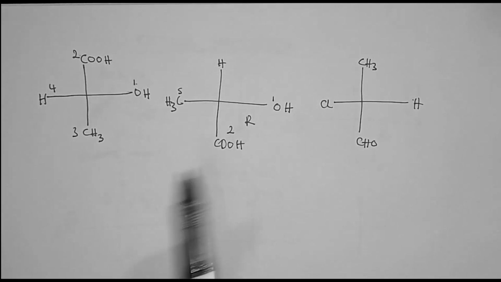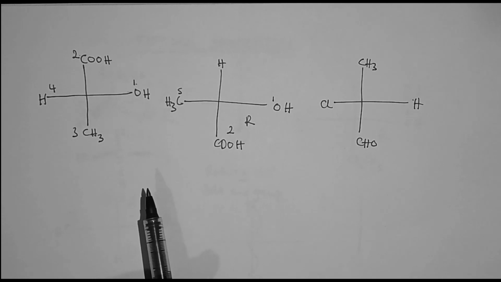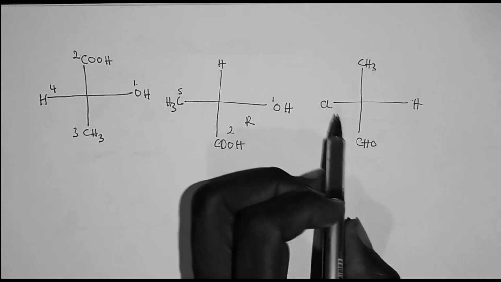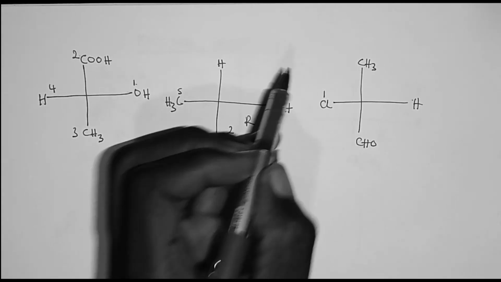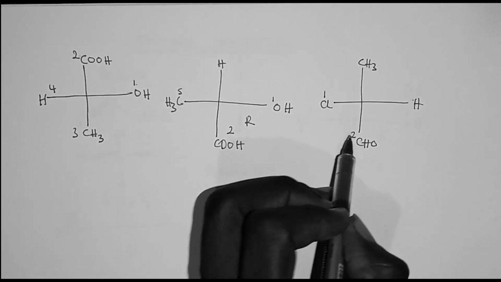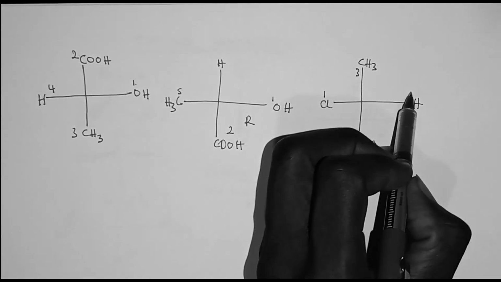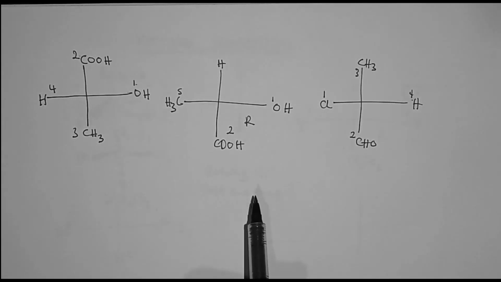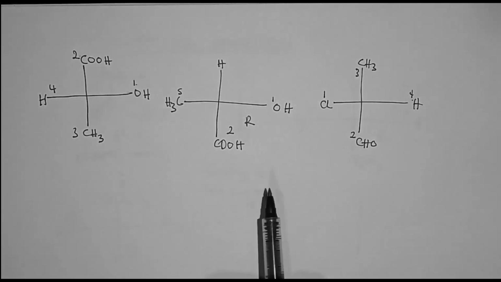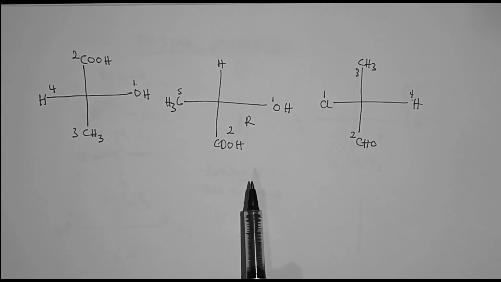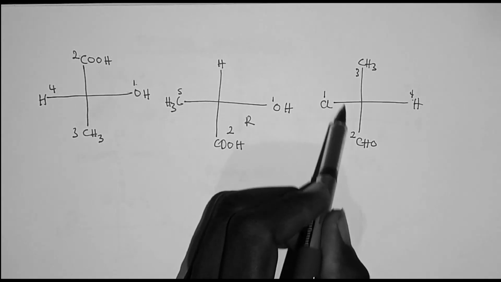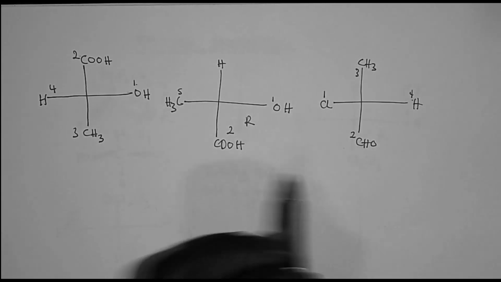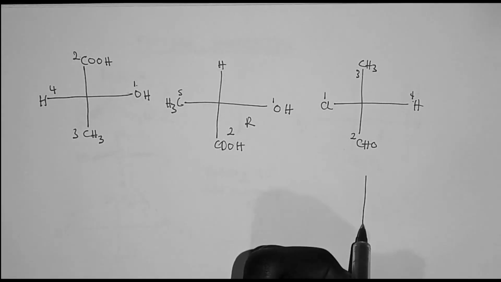What is the configuration of this molecule? So you can see that in this molecule, let's assign the groups. Chlorine is number 1, and then this is number 2, and this is number 3, and this is number 4. Number 4 is not on top of the vertical line, so we must do an allowed rotation to put it on the vertical line. What we can do is hold the chlorine and then rotate the other 3. So let me draw it down here.